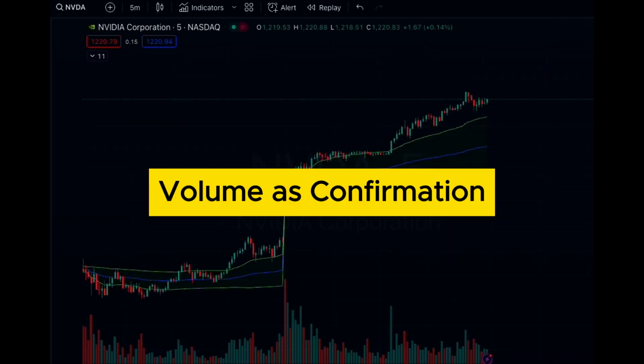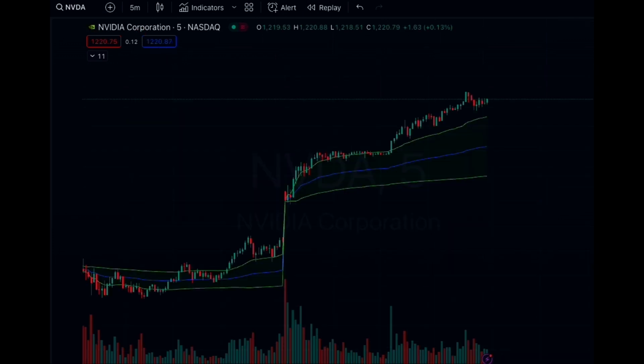Volume as confirmation. When you're using other indicators or chart patterns, for example here in conjunction with the VWAP, volume can serve as a powerful confirmation tool. For instance, if you're seeing a breakout from a key resistance level, a certain volume can validate that the breakout is likely to be sustained. Without significant volume, the breakout might be a false signal.